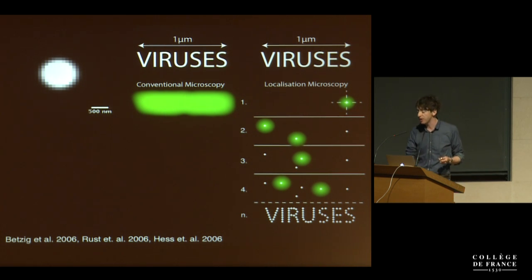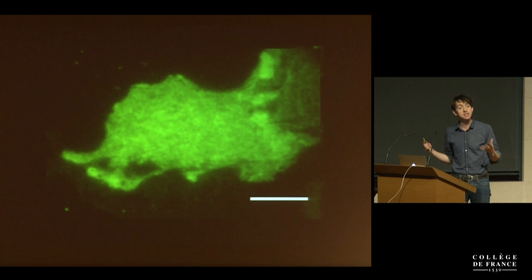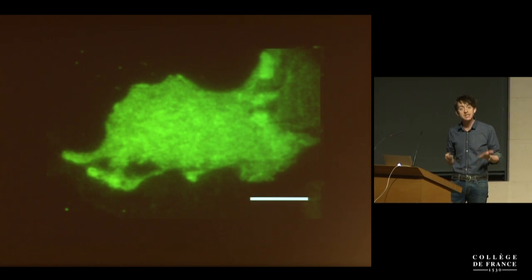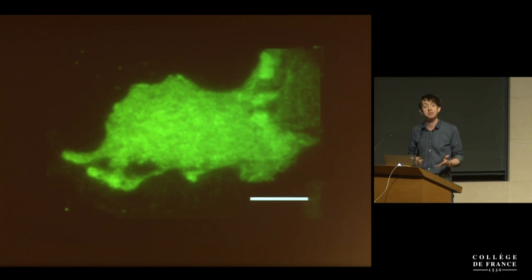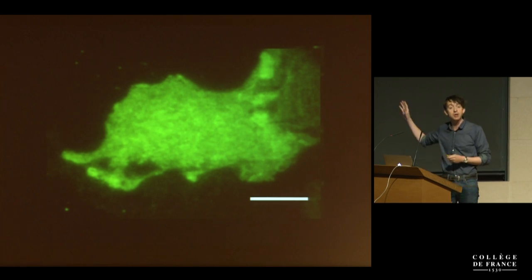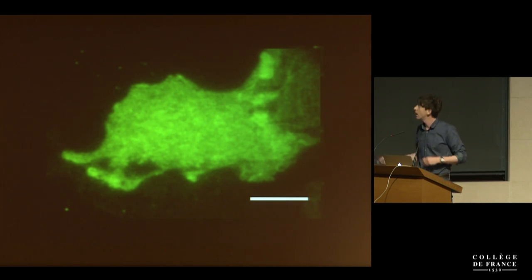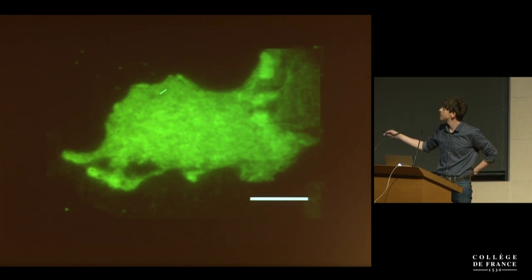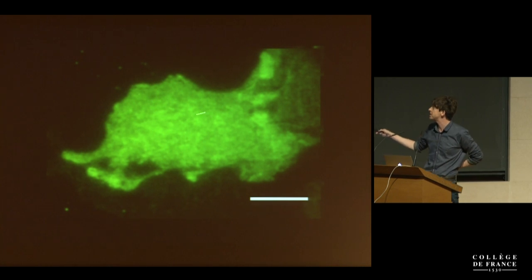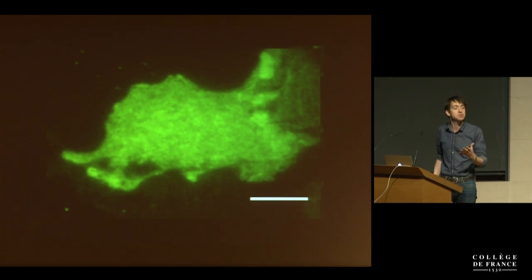So now to go to a real-world example, this is a cell expressing CCR5, a co-receptor for HIV. I've labeled it with an antibody directly conjugated to a fluorophore and viewed it by conventional microscopy. And I think you can see that there's only really a homogeneous sea of green apparent. It's very difficult to pick out any detail.